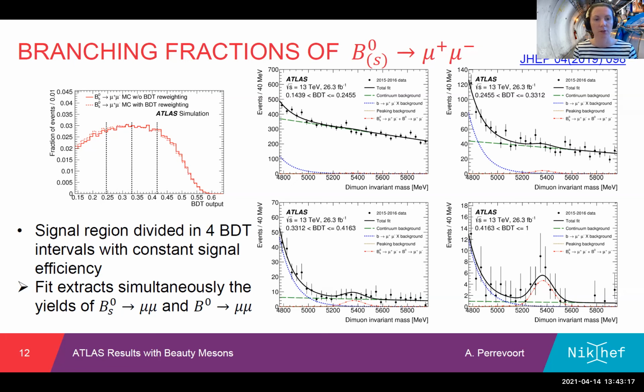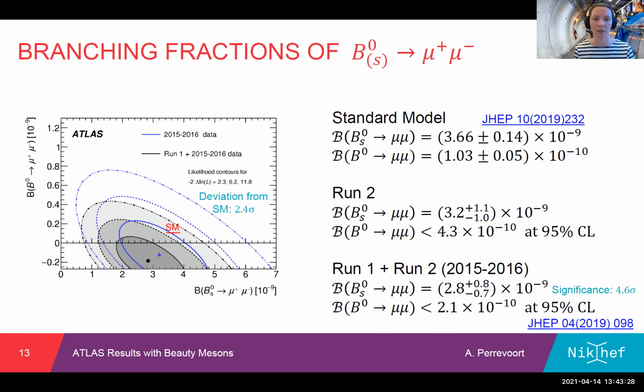And with the fit that is shown in these plots, we extract simultaneously the yields of B to mu mu and B sub S to mu mu. And by that, we can then calculate the branching fractions. In the plot shown here, we have B to mu mu on the y-axis and B sub S to mu mu on the x-axis. B sub S to mu mu is the more abundant of the 2 rare decays. In the combination of run 2 and run 1, we have measured this with a significance of 4.6 sigma, with a branching fraction of 2.8 10 to the minus 9. For B to mu mu, we have actually a best fit value that is negative, so we were able only to set upper limits, 2.1 10 to the minus 10.